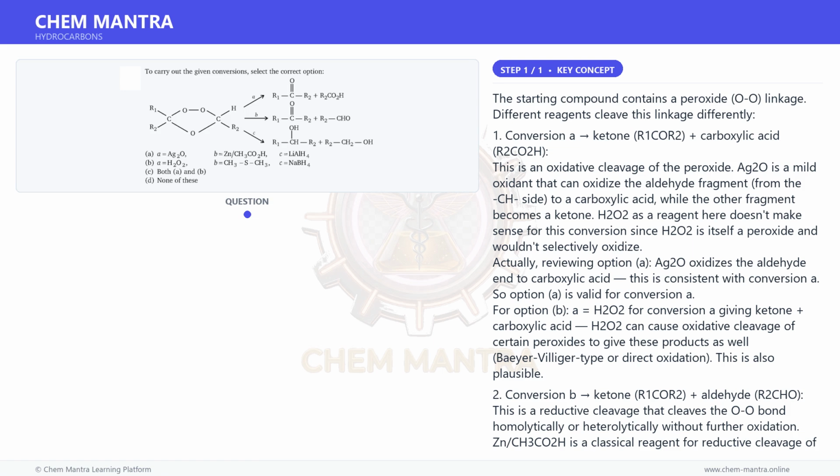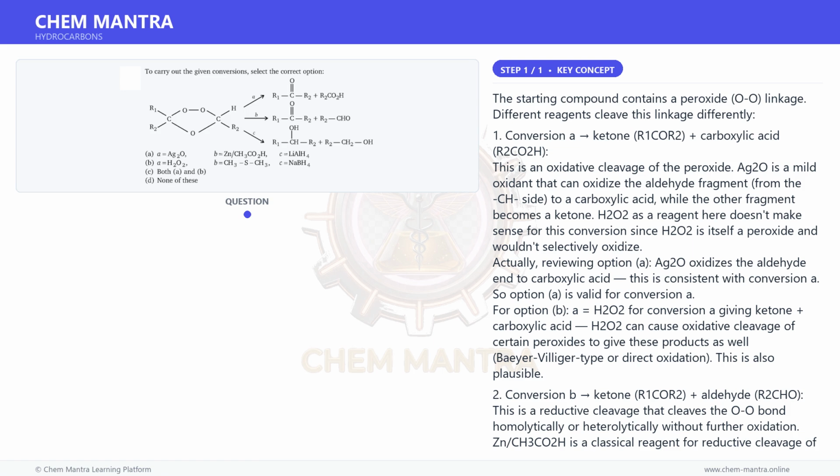LiAlH4 is a strong reducing agent that would reduce everything to alcohols, consistent. NaBH4 is a milder reducing agent. It would reduce carbonyls to alcohols but may not efficiently cleave the peroxide O–O bond under mild conditions. However, if the peroxide first cleaves to carbonyl compounds, ketone and aldehyde, NaBH4 could then reduce them to alcohols. The question presents C as a one-step conversion, so LiAlH4, stronger, is more definitively correct. NaBH4 might not be sufficient for direct peroxide reduction.